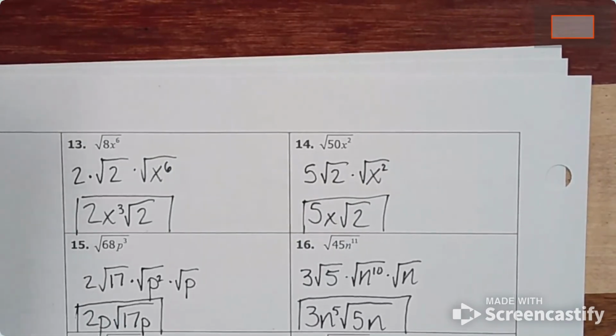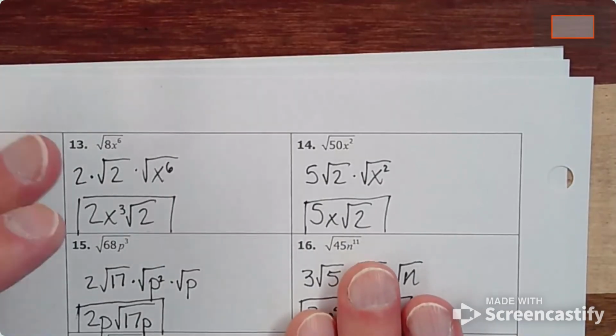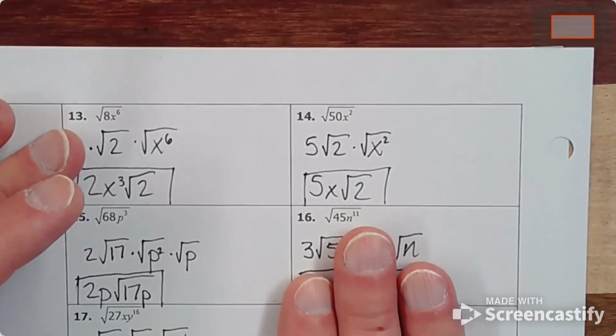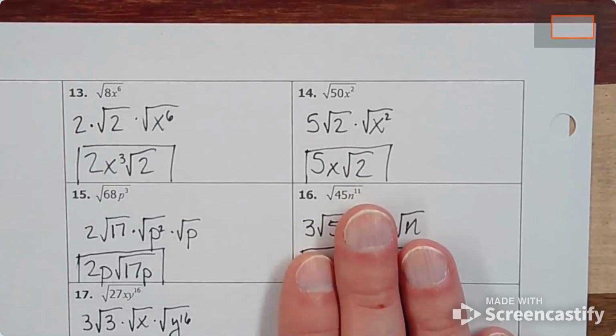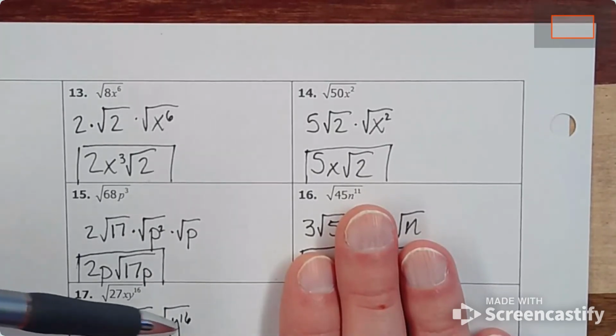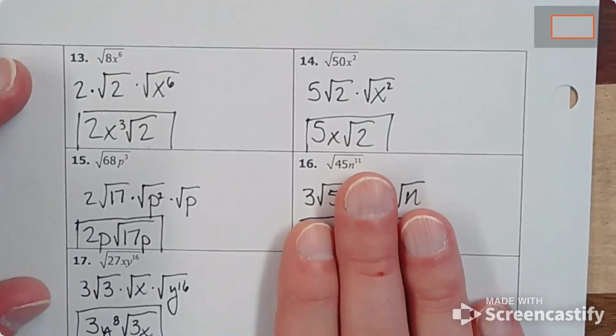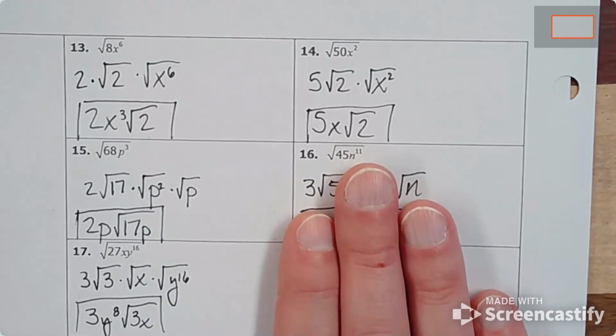All right, number 17. Let's have a quick look here. The square root of 27 turns into 3 root 3. The square root of x, we're not going to be able to do anything with that because it's just x. The square root of y to the 16th, though, is an even exponent, so that whole thing we can square root. The only other thing we can get out from underneath the radical symbol is the y to the 16th power, and that will turn into y to the 8th. The square root of 3 and the square root of x need to remain underneath the radical symbol.